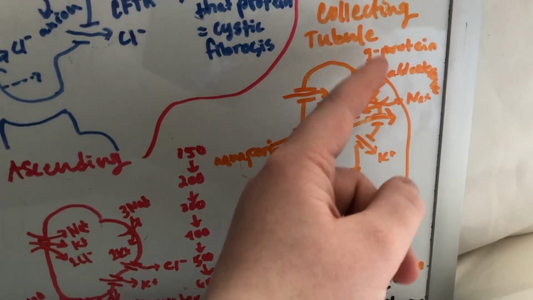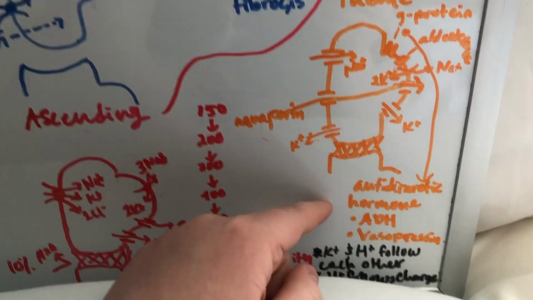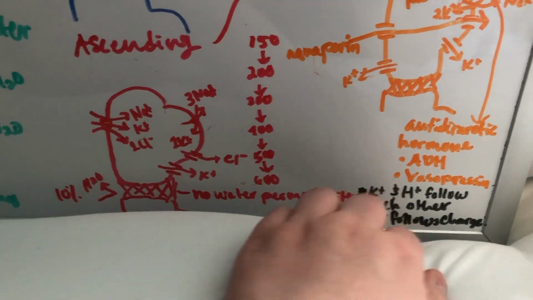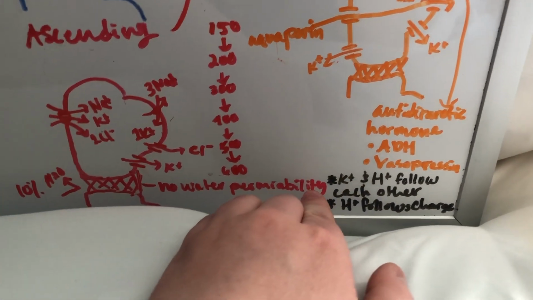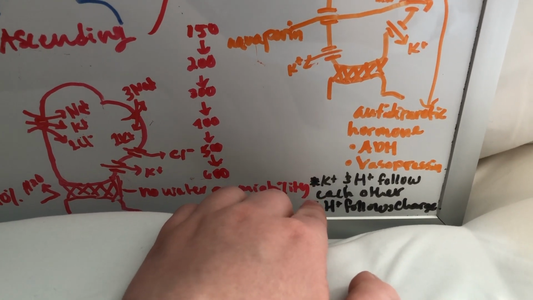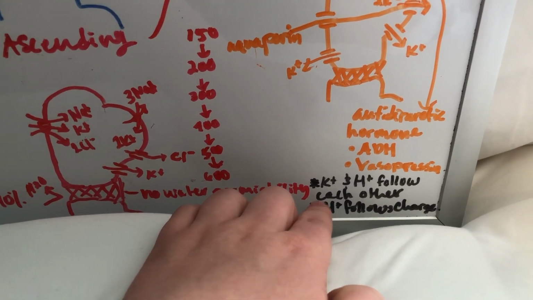So then we have antidiuretics that come in and bind to that G protein, and these can be ADH or vasopressin, kicking that off and starting up the process. So we have two special things that we need to remember: potassium and hydrogen follow each other, and hydrogen follows charge. So that's going to drive a lot of this.